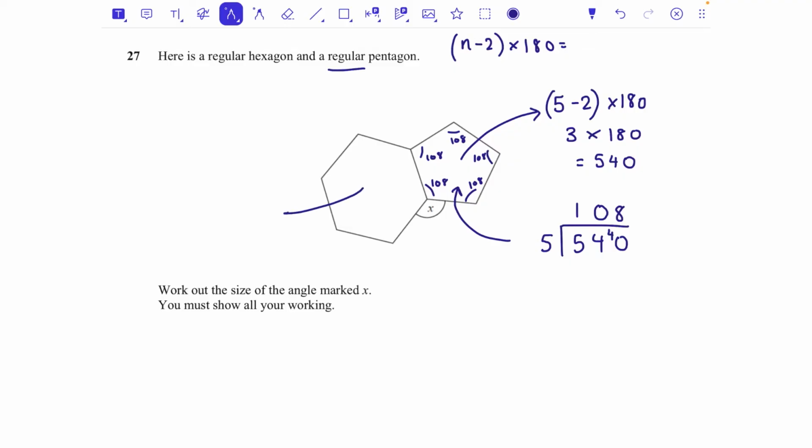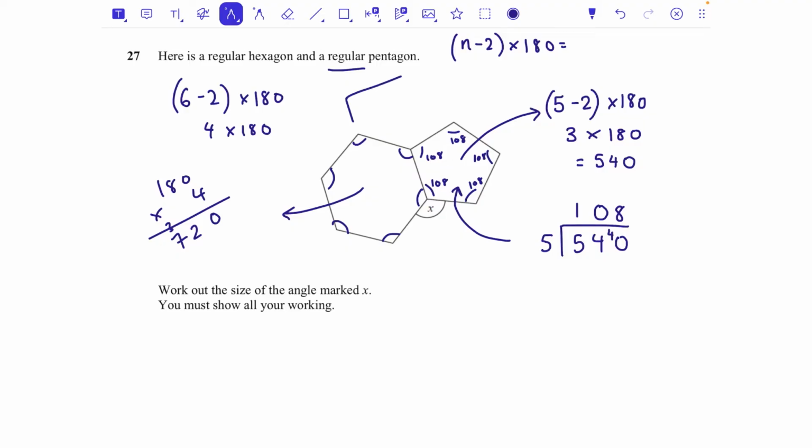Now on this side we have a hexagon. So again, if we want to know how many degrees fit inside that hexagon, we do the number of sides, which is 6, take away 2, and times it by 180. So 4 times 180, and you can do it like this if you need to. 4 times 0 is 0, 4 times 8 is 32, and 4 times 1 is 4, add the 3 is 7. So I know it needs to add up to 720 in total, and we've got 6 equal angles inside that shape. So 720 divided by 6, 6 goes into 7 once, remainder 1, 6 goes into 12 twice, and 6 goes into 0, 0 times. So each of these angles here is 120 degrees.